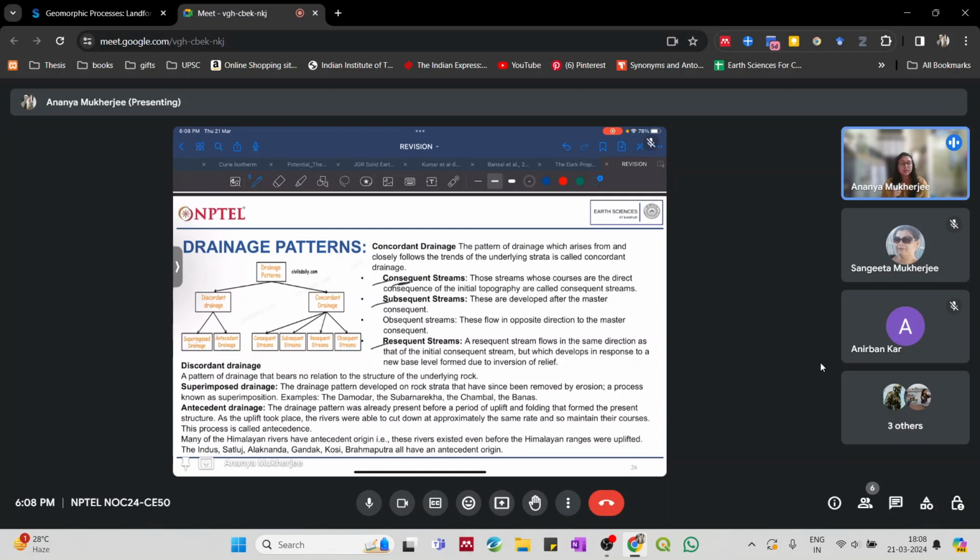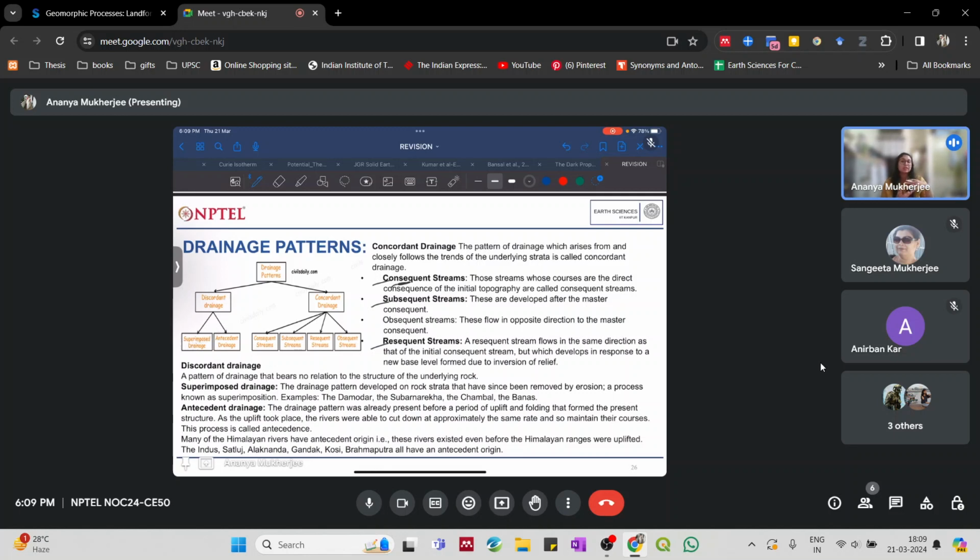Resequent actually flows in the same direction as the consequent stream, but if there is a creation of new relief or change in the relief, then it will get controlled by the new relief that is present over there. So those are concordant. Then you have discordant.